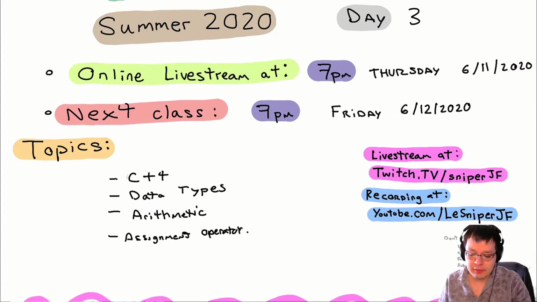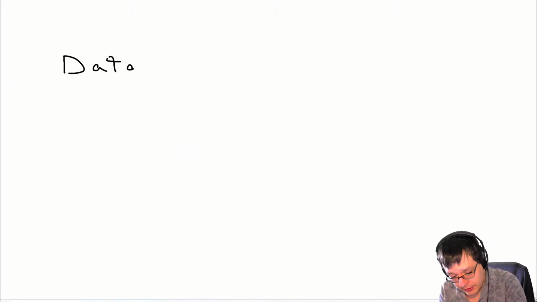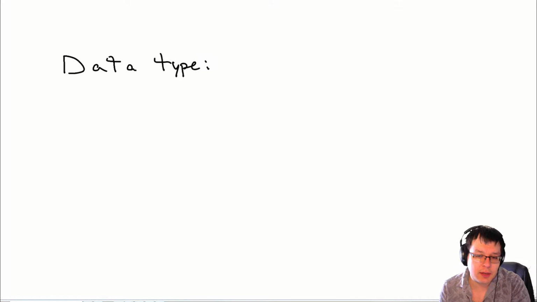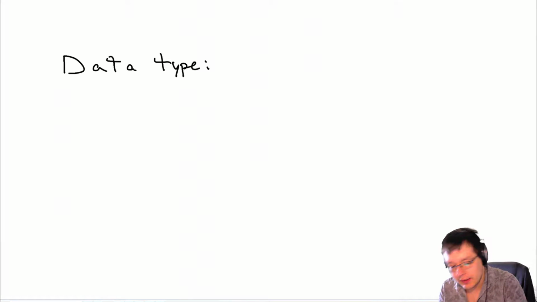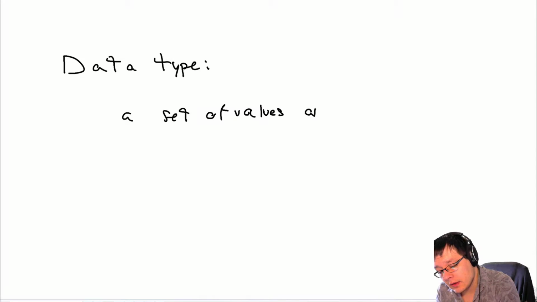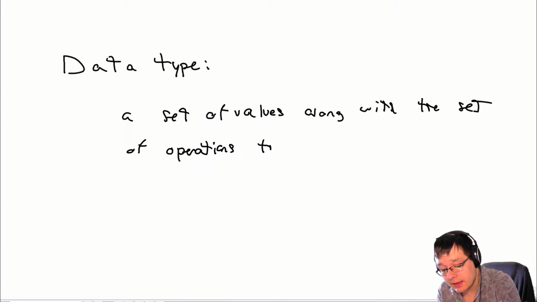let's actually define what a data type is. Because I put the word data type there, but I don't think everybody knows what that actually means, and that's okay. That's what you're here for. So let's see what the data type is. Because I say we're going to talk about data types, but what is a data type? Well, a data type is a set of values along with the set of operations that can be performed.